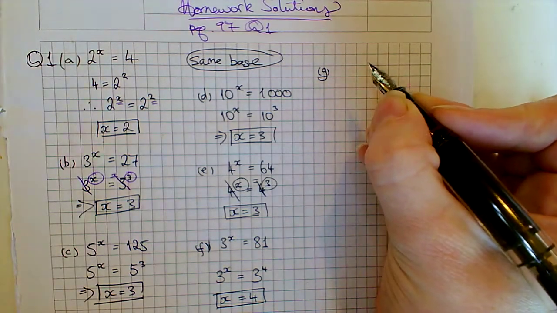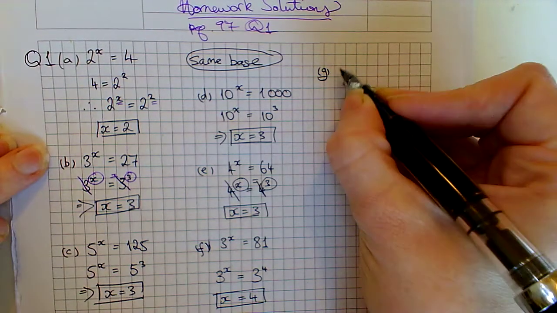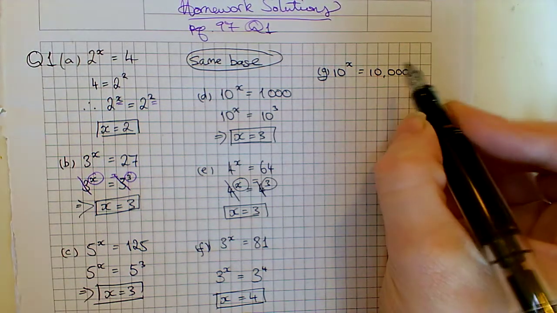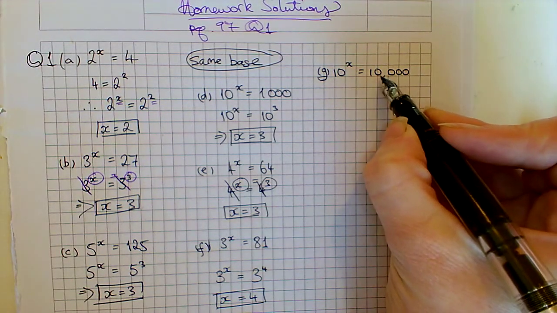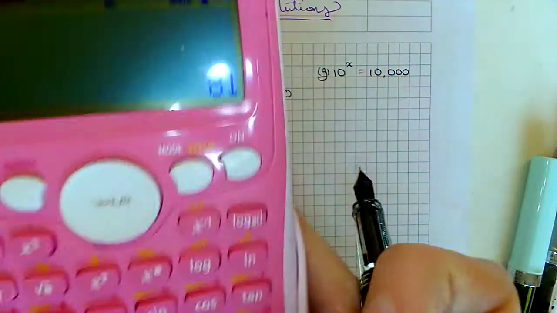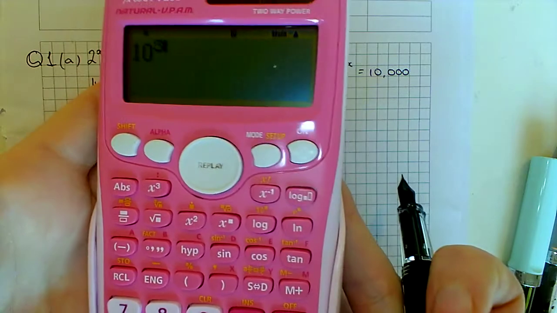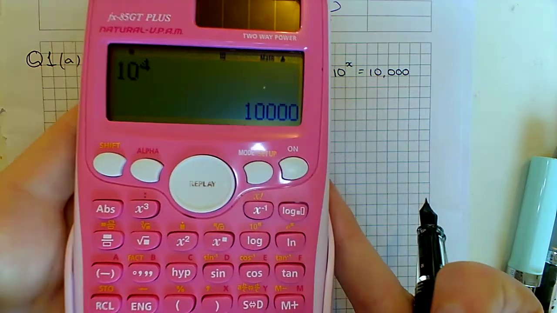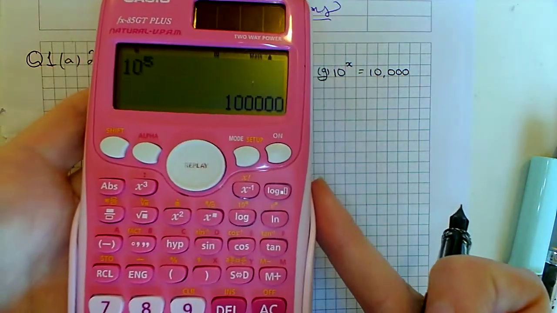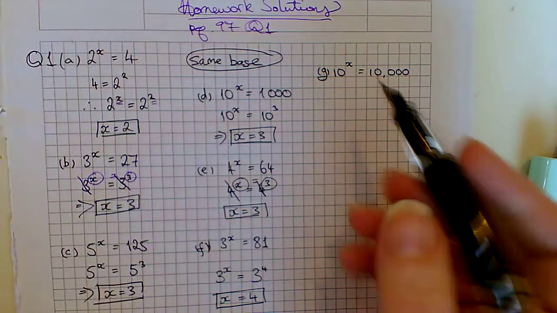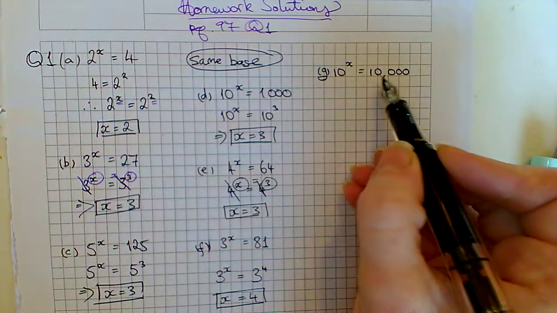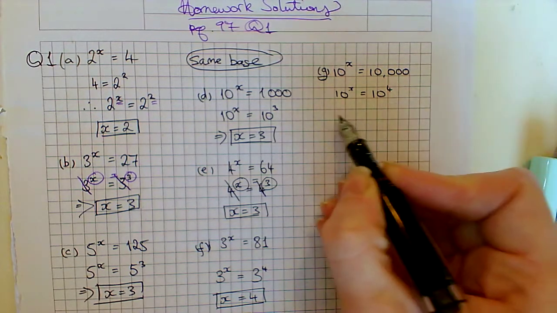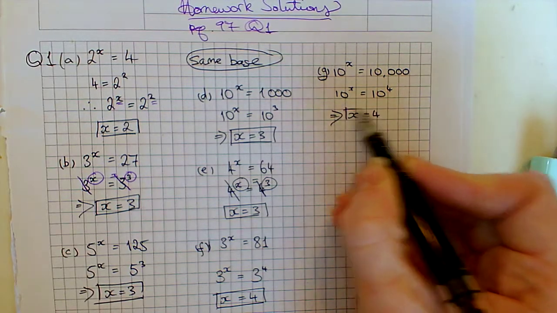G, and you don't have to show any working out. Once you know the power, you have it exactly. 10 to the power of x is 10,000. Well, you should know that 10 to any power just represents the number of zeros here. So for example, 10 to the power of 3, 1 followed by 3 zeros. 10 to the power of 4, 1 followed by 4 zeros. 10 to the power of 5, 1 followed by 5 zeros, and so forth. So for 10 powers, it's really easy. You just count the zeros. 1, 2, 3, 4. So 10 to the power of x is 10 to the power of 4, which means x is equal to 4.